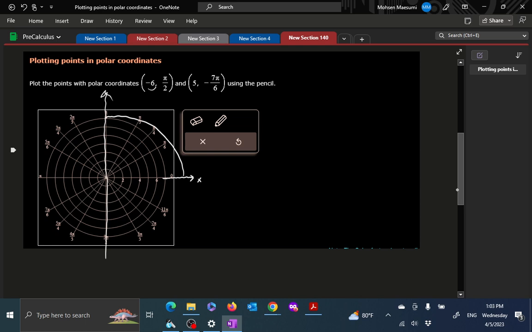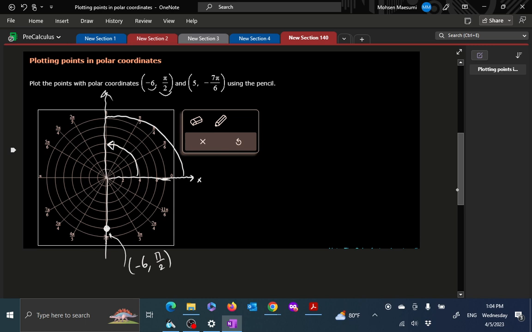The circles are drawn at 1, 2, 3, 4, 5, 6, 7, etc. So 6 is this, and since I want -6, I'll come down to this spot. So this point has coordinates r = -6 and angle pi over 2. Again, we took the axis, rotated it according to the angle that we are given, and then we have our final position.